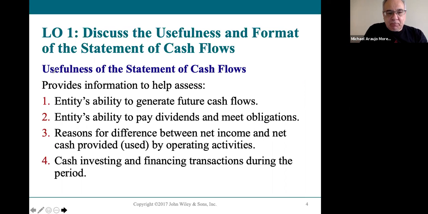Okay. So learning objective 1, again, the cash flow statement is, I think, one of the more important financial statements. It is a bit more complex to understand, which is why they save it for later. But it's extremely useful because you can't do anything without cash.